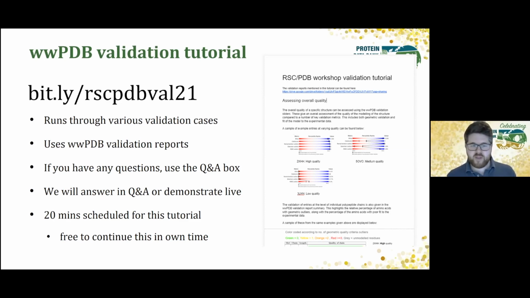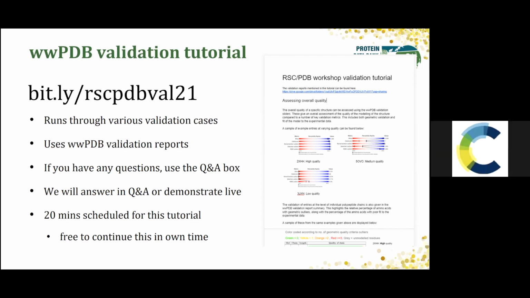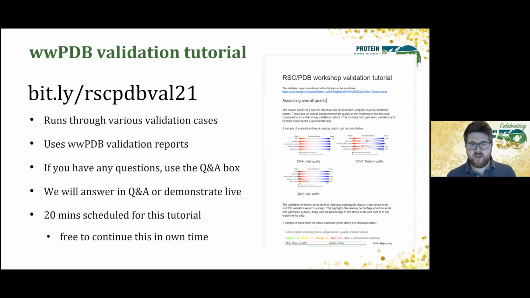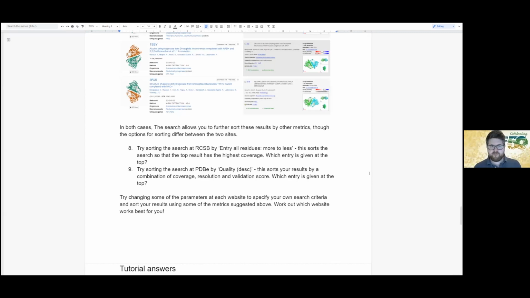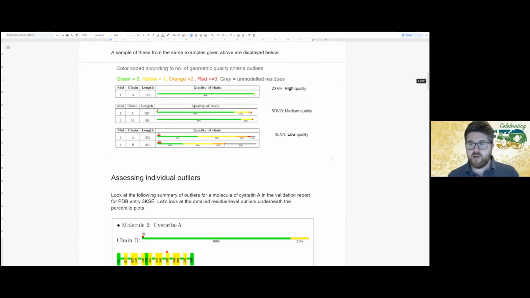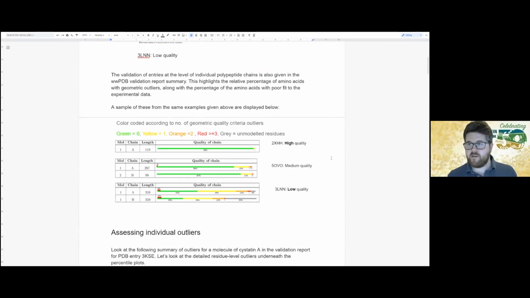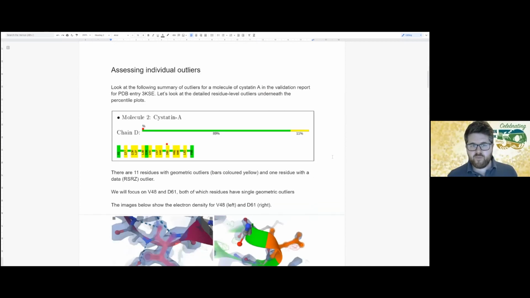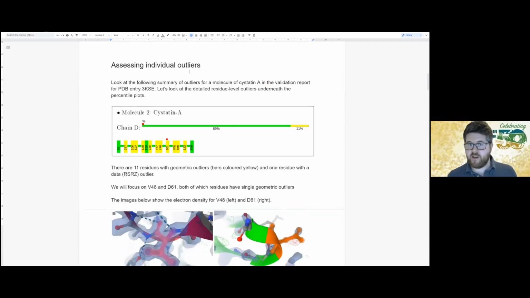Okay, so perhaps we can go through one of these examples so that you can see how these work. Let me just stop sharing that so I can share the tutorial window. So I think one of the ones that John alluded to in his presentation was about assessing individual outliers.